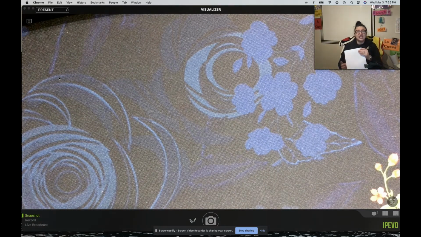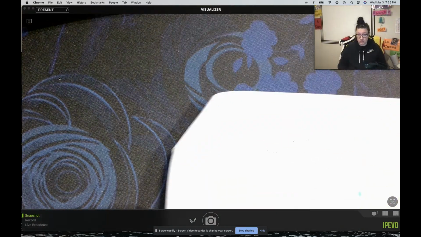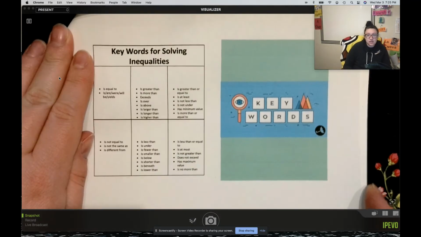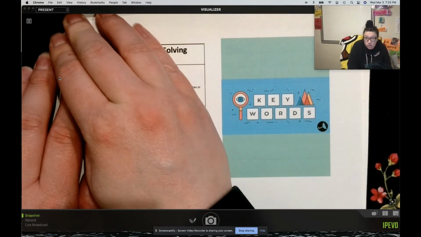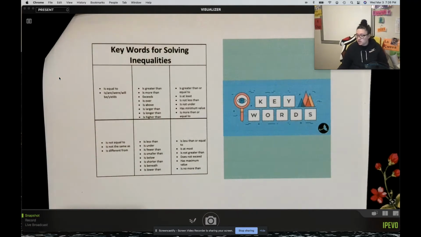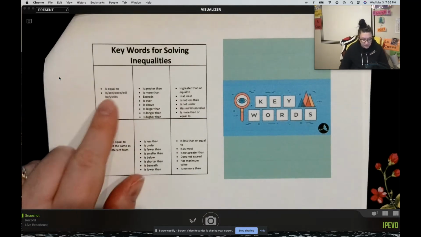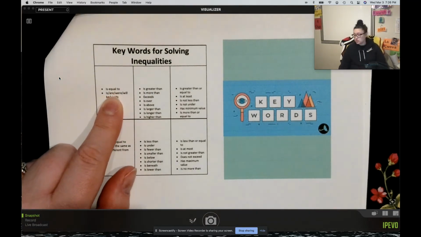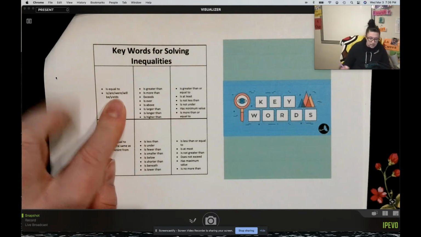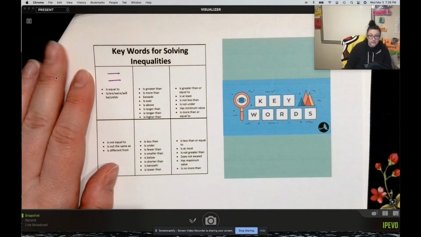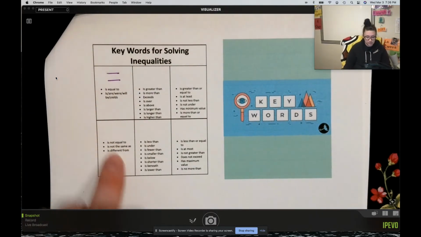Keywords for inequalities are huge because when we're writing the signs, if we're needing to say them out loud, we need to know what words to say. So first, we're going to start off with a sign that means is equal to. Well, that's obvious, right? If something's equal to something, it's going to be an equation. So there's my equal sign for an equation.